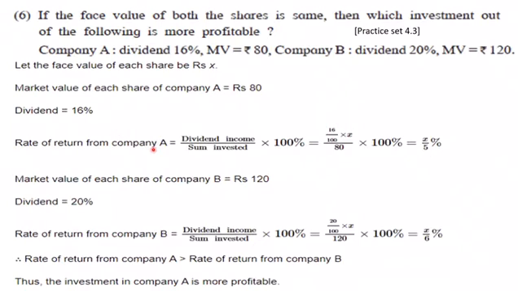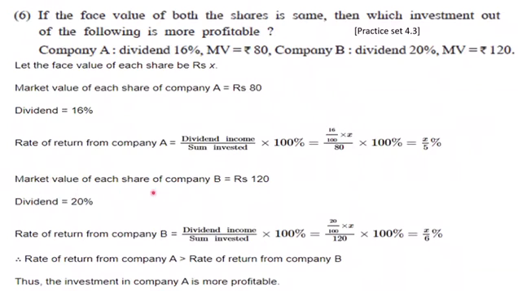So rate of return from company A is dividend income divided by sum invested. Now calculate it out of 100, how much. So it is 16% of X divided by 80. How much is it? Out of 100 you want to calculate. So it is X upon 5%.